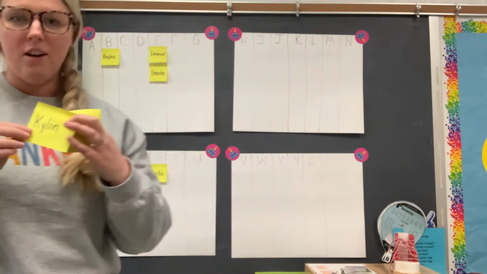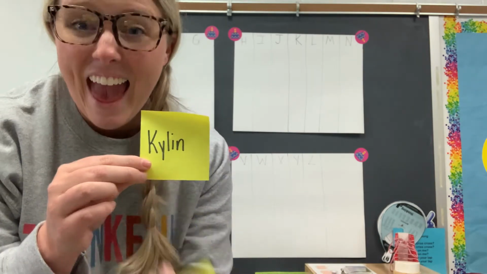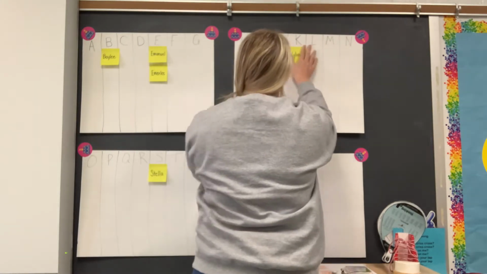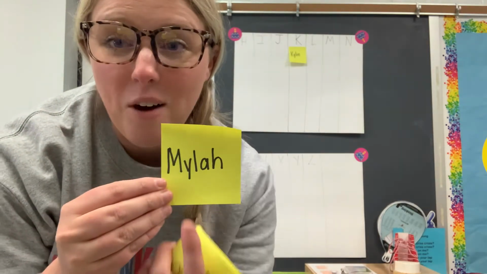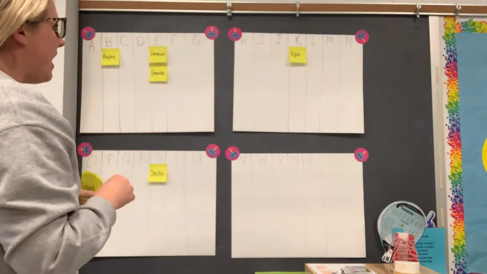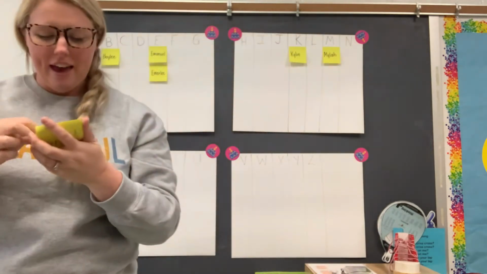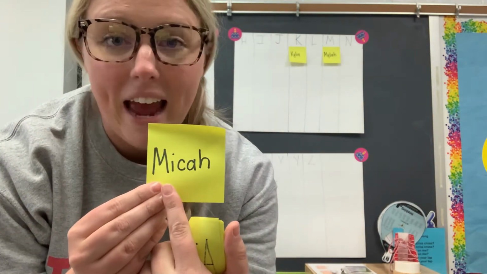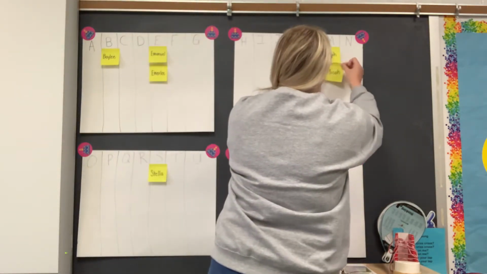Okay. What do you see at the beginning of Kaylynn's name? A K. So I'm going to find my letter K and put Kaylynn's name here. All right, let's look at our next one. Mila. What do you see at the beginning of Mila? M. So I'm going to find letter M and put Miss Mila's name here. Okay. What about this one? Micah. What do you see at the beginning of Micah? Another M. So I'm going to put Micah's name under letter M too.